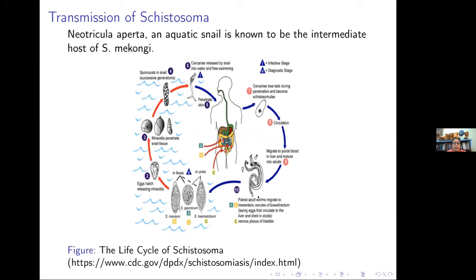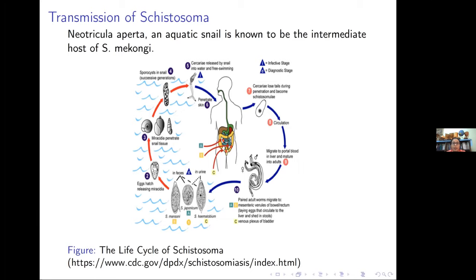Now, the transmission of schistosomiasis. The intermediate host of schistosome is the aquatic snail, Neotricula aperta. And like in the picture, this is the life cycle of schistosome.